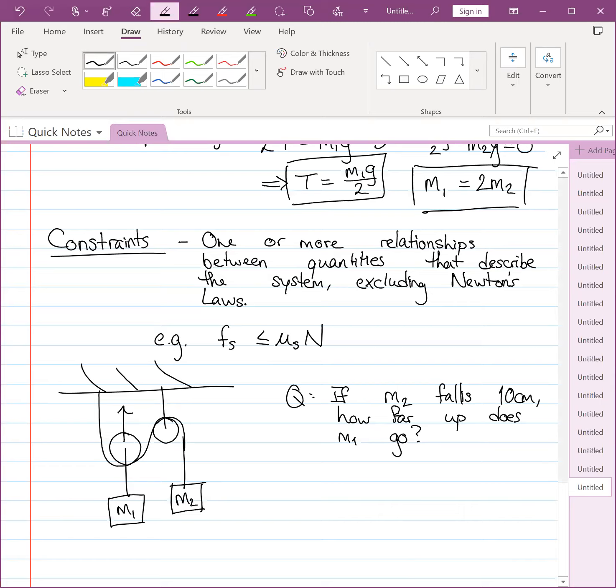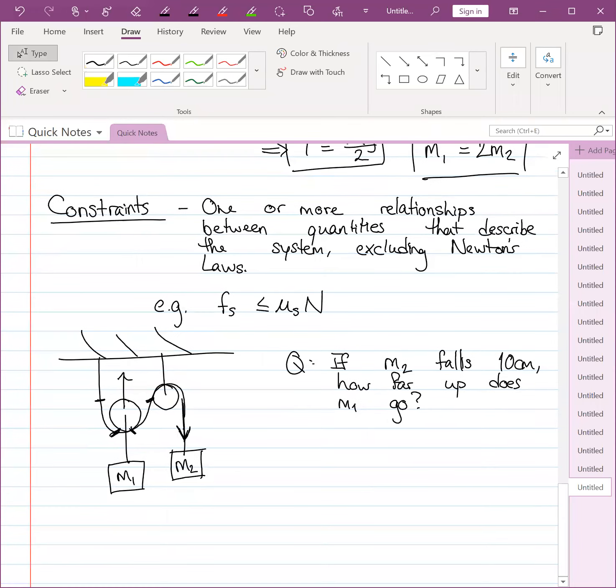Well, if M1 goes up 10 centimeters, that means that there's 10 centimeters less of rope on both sides of the pulley, right? And that rope doesn't just vanish, and it can only go one place. It can only go towards extending the rope on the free side. And so if, for example, the left pulley goes up 10 centimeters, the right pulley has to go down 20 centimeters, because that rope has to go somewhere. So in fact, we find that if the rightmost block falls 10 centimeters, then the leftmost block will raise 5 centimeters.